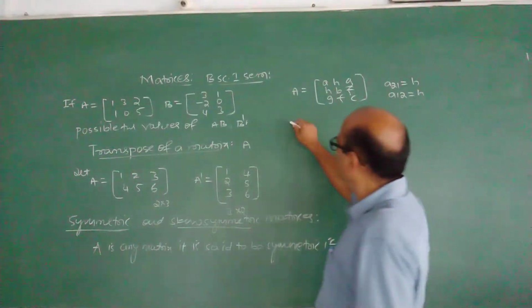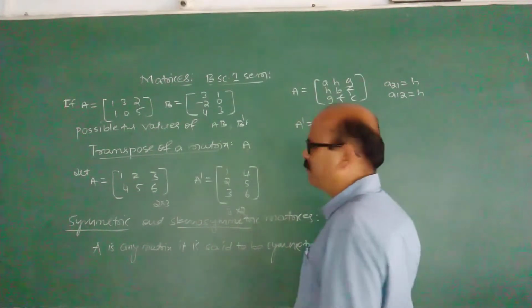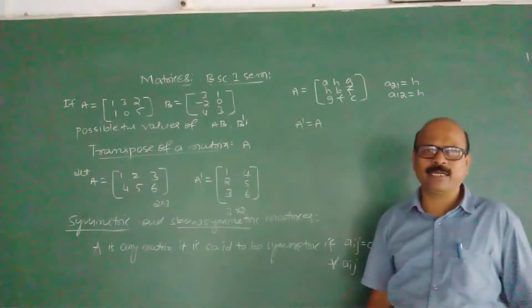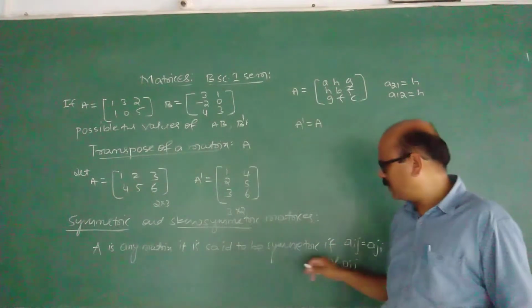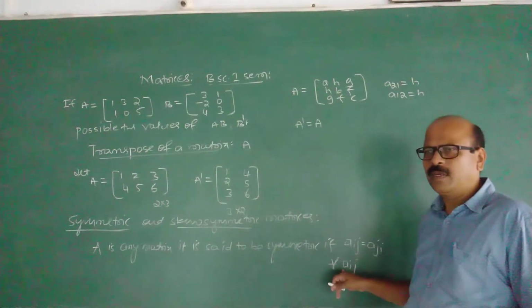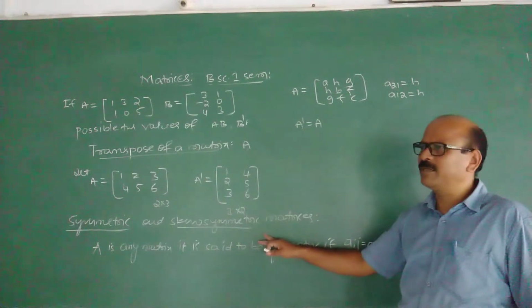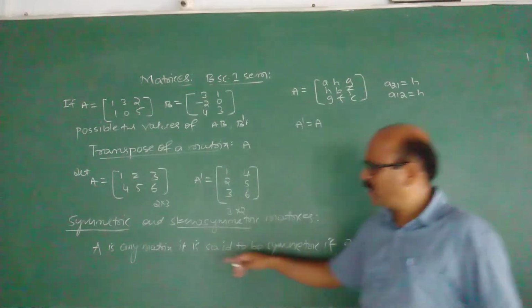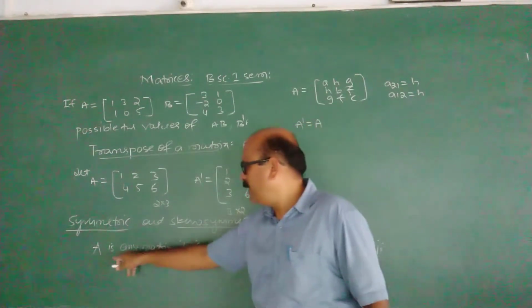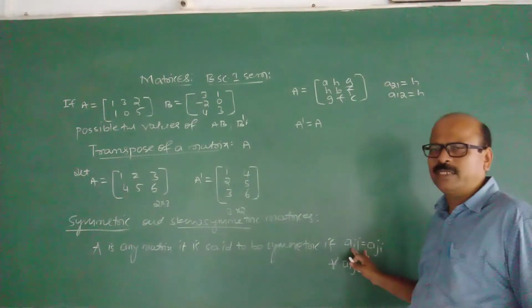And in this case, for a symmetric matrix, A dash is A. That is the property of a symmetric matrix. The definition is this: Aij is equal to Aji for all i, j. But if a matrix is symmetric, it must be a square matrix. Here you can add: A is any square matrix, it is said to be symmetric if Aij is equal to Aji.